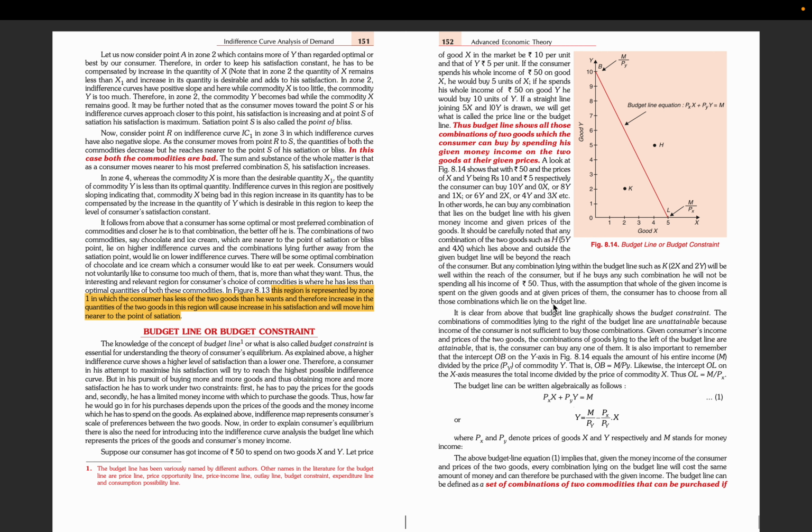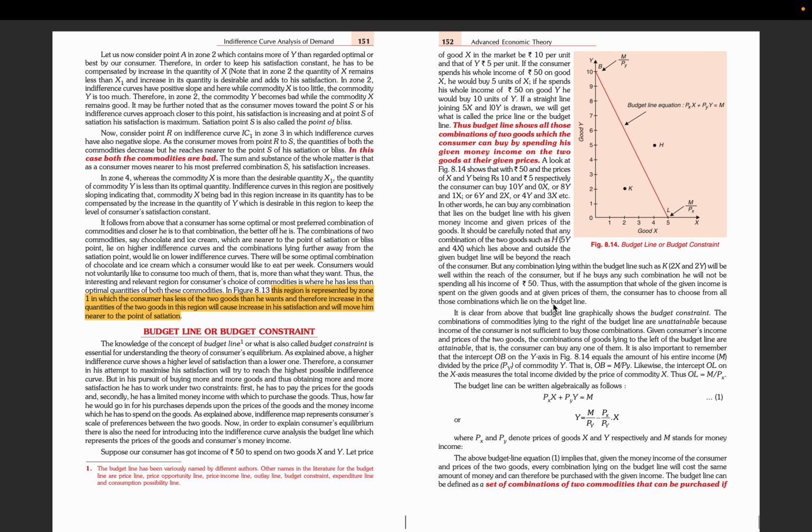in his pursuit of buying more and more goods and thus obtaining more and more satisfaction, he has to work under two constraints. First, he has to pay the prices of the goods, and secondly, he has limited money income with which to purchase the goods. So, the two constraints are the prices of the goods and also the money income that he has. Thus, how far he will go in the purchase depends upon the prices of the goods and money income which he has to spend on the goods.